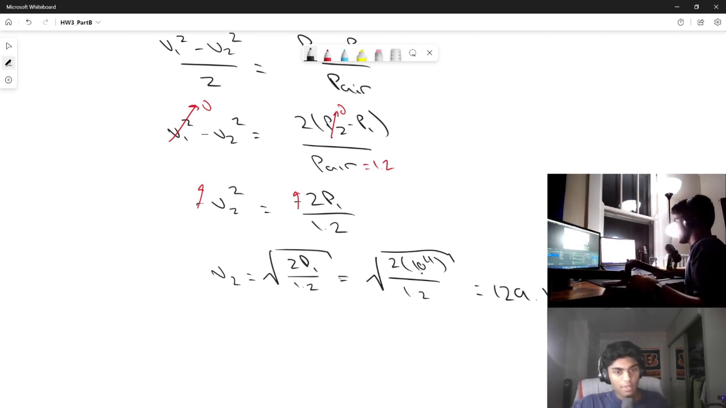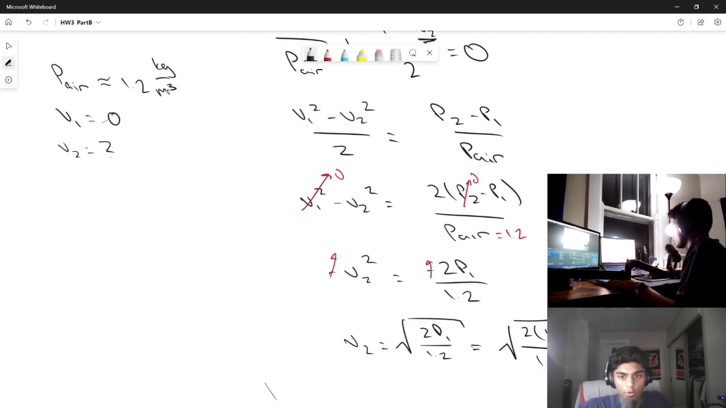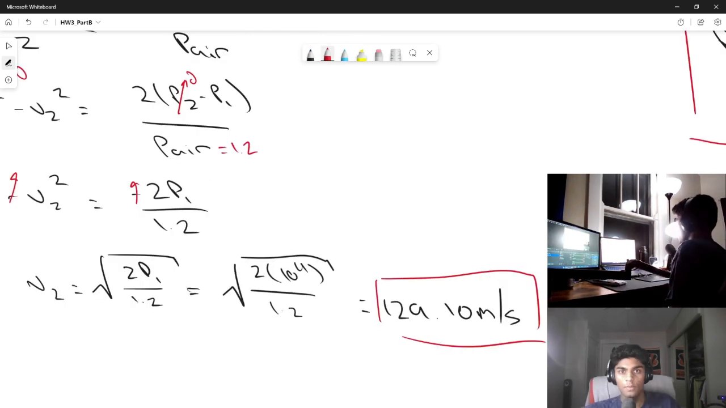And the units for this, remember, we have pascals up here, and we have kilograms per meters cubed up here. We are square rooting that. So the velocity here is going to be meters per second, I believe. I can double check that. So yes, after canceling out all the units, we do find our final velocity to be 129-ish meters per second.